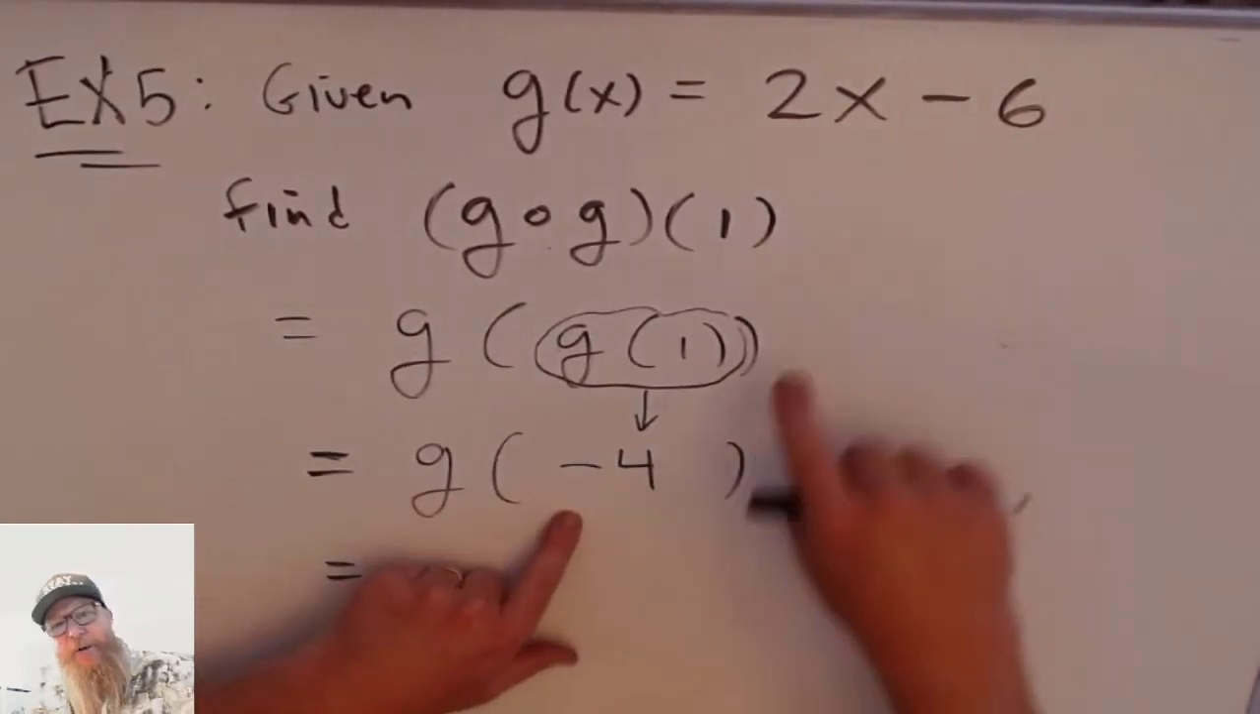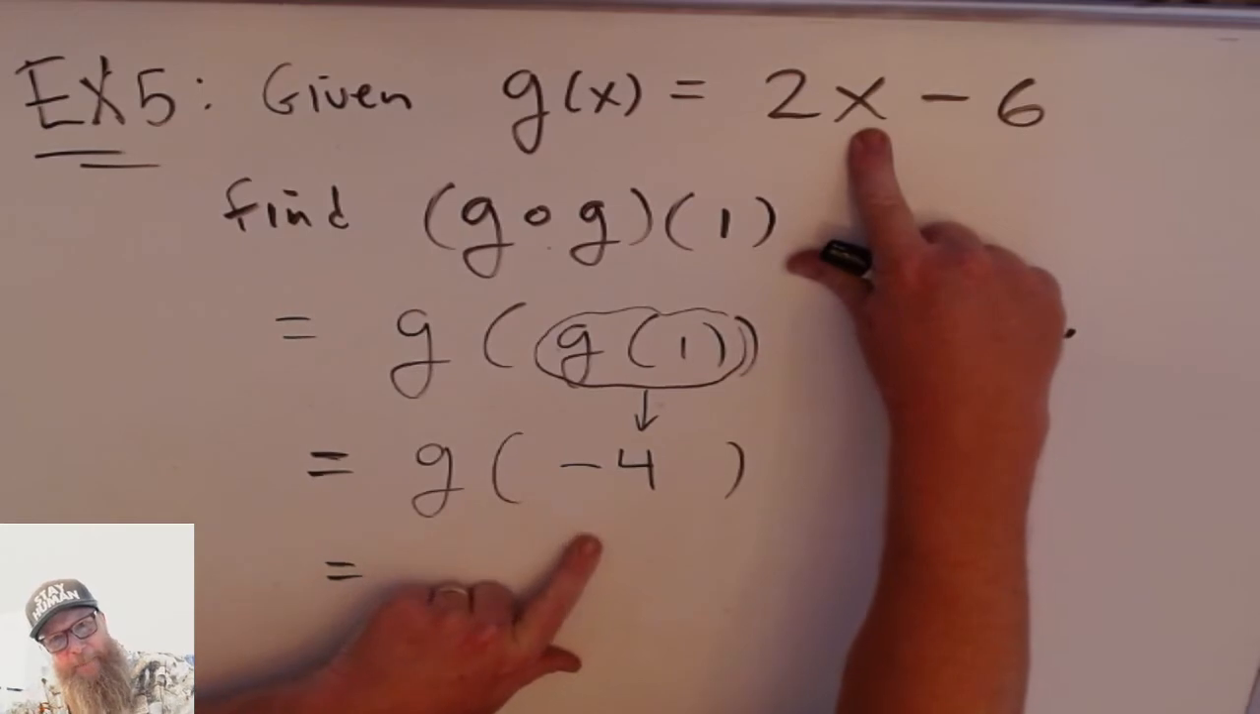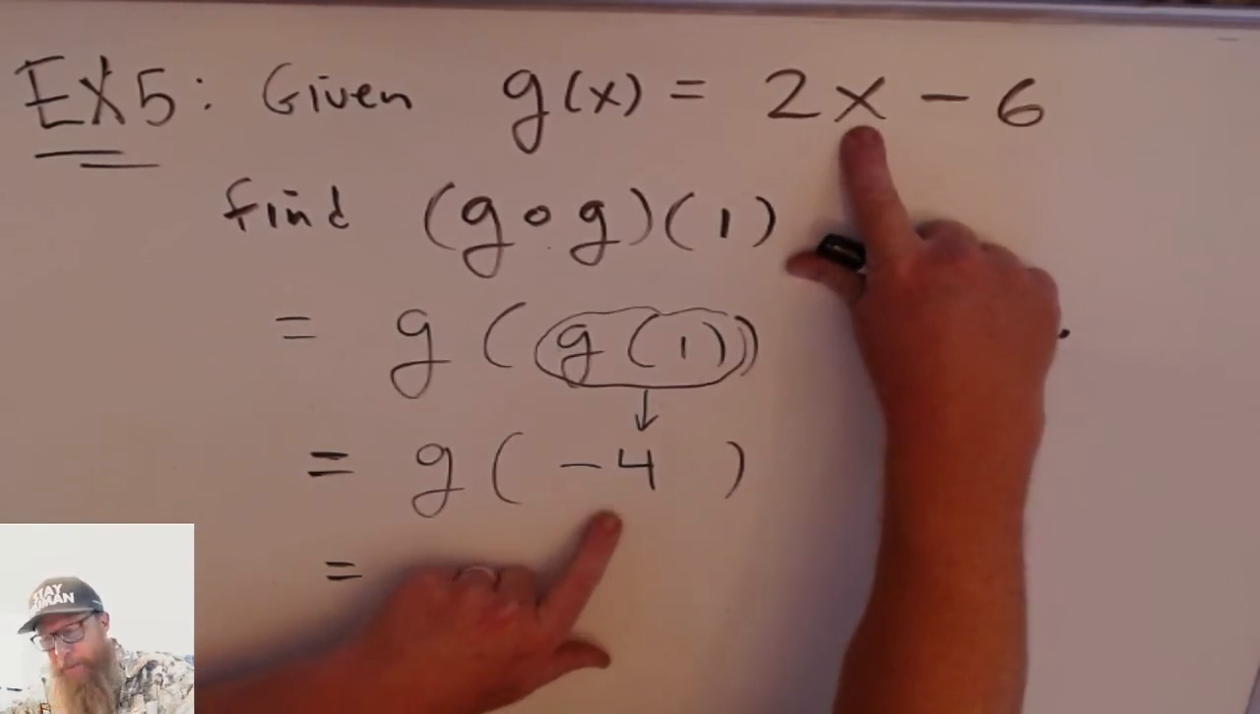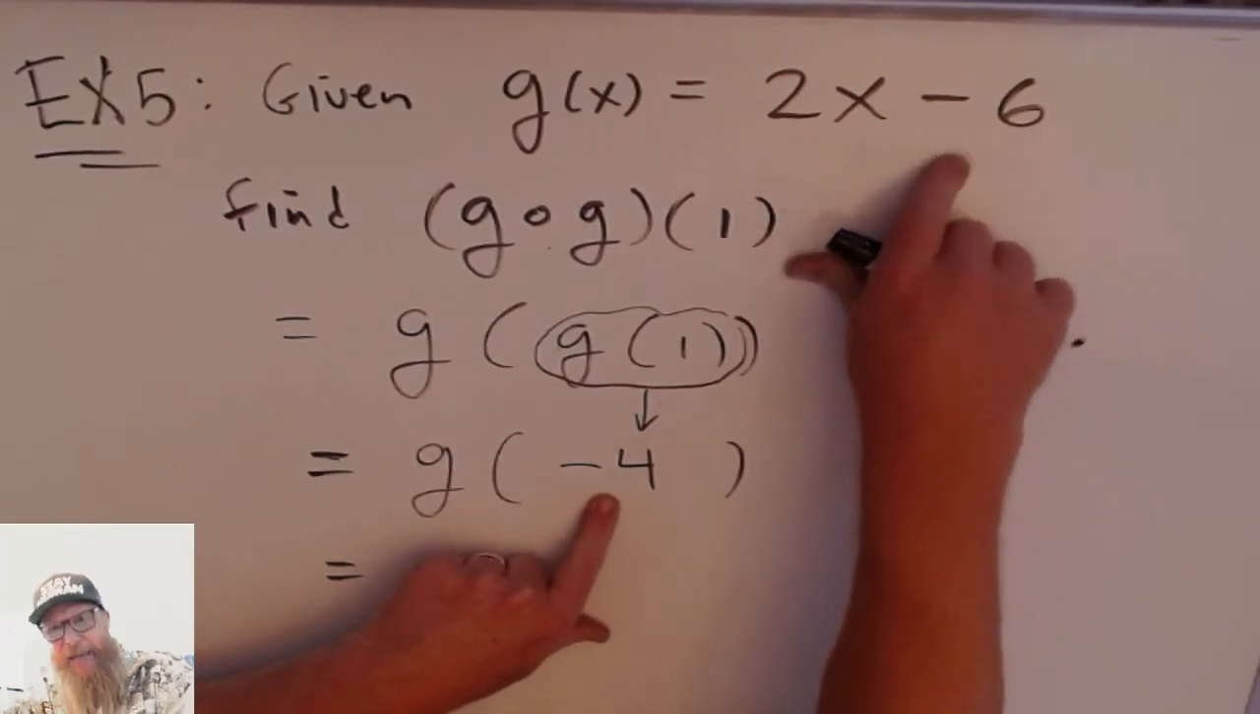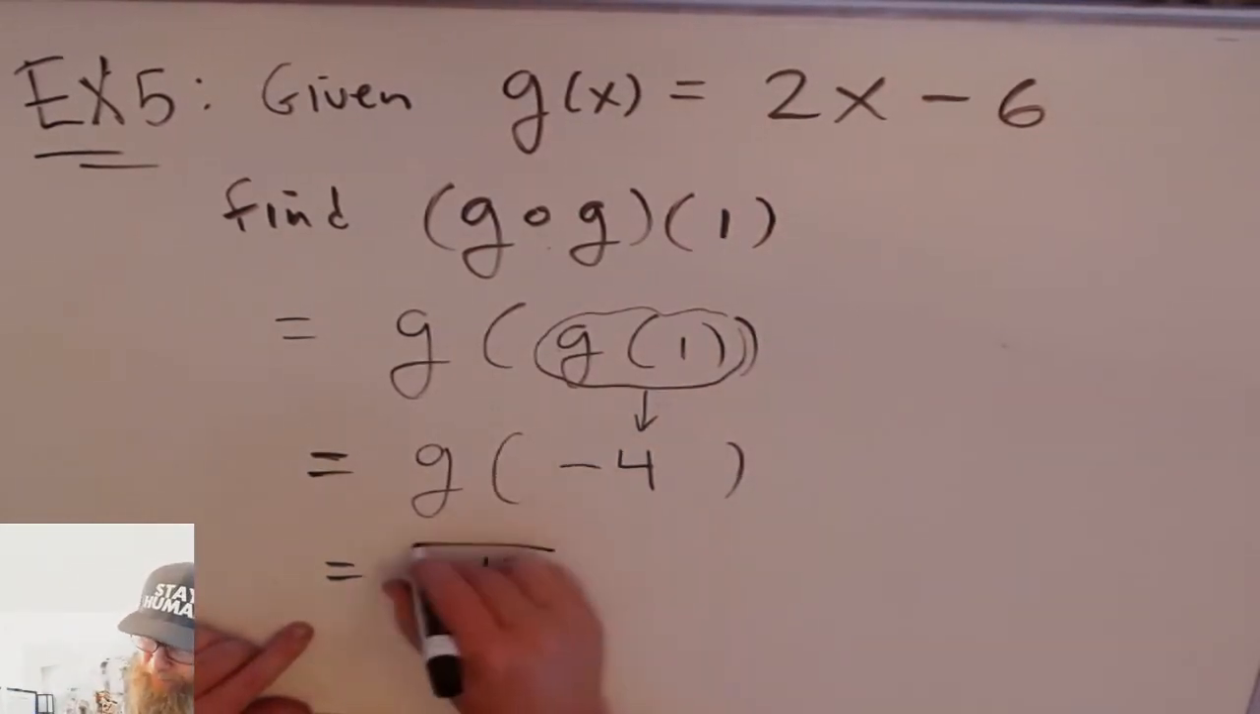Now, what do you get when you plug -4 into here? You go back to the mother function. I'm starting to use that word. This is the mother function here. So we're going to plug -4 into x. So 2 times -4, that's -8. Yeah? -8 minus 16 is -14.